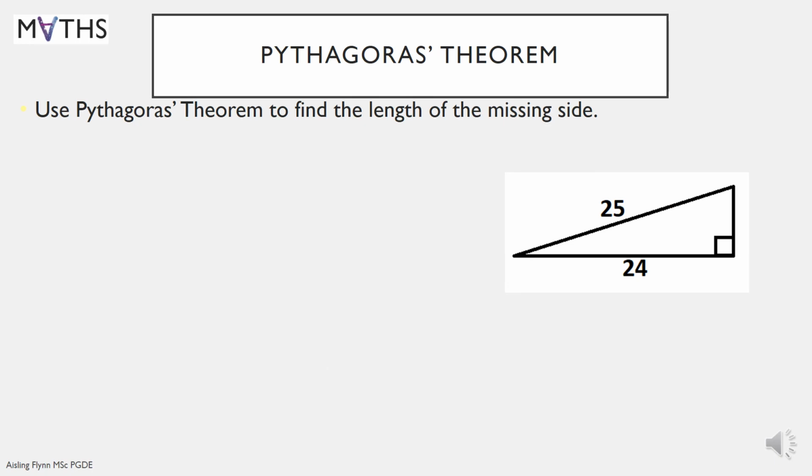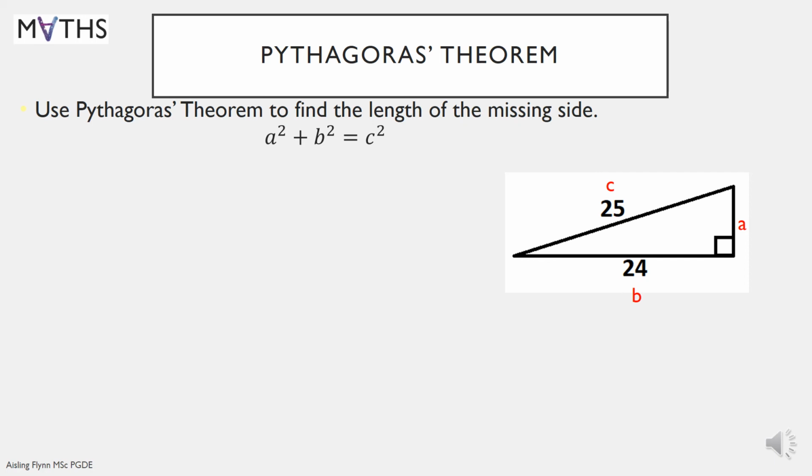Another example. Use Pythagoras' theorem to find the length of the missing side. So let's look at these sides. We'll write down our Pythagoras theorem first, and now we must decide what's A, B, and C. A and B are the legs of the right angle, so touching the right angle, and you can see this time that we do know the hypotenuse, the longest side opposite 90 degrees. We do know that C is 25. We have B is 24 and A we don't know. That's what we're trying to solve.